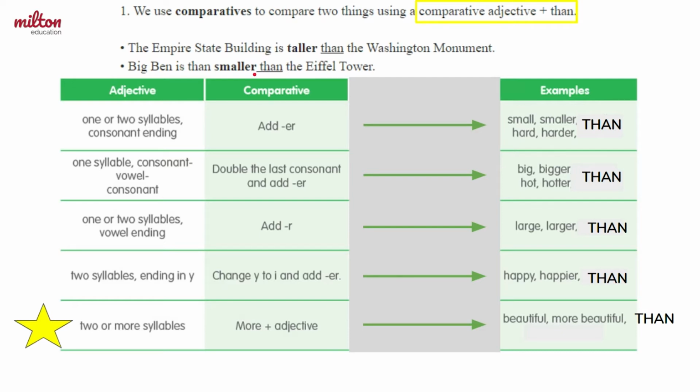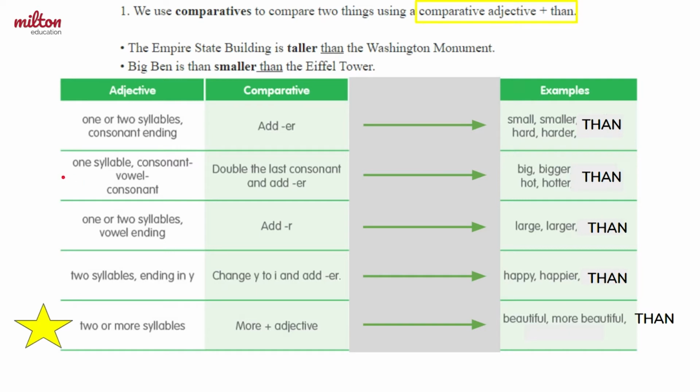Now let's study some of these rules for these comparative adjectives. The first rule is that if the adjective is 1 or 2 syllables and ends in a consonant, we just add er. For example, small becomes smaller than. Hard becomes harder than.